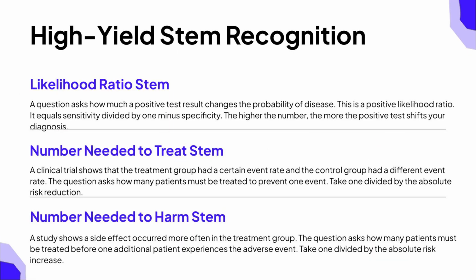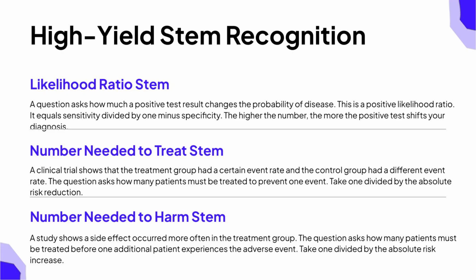Now let us go through high-yield STEM recognition. For likelihood ratio questions, the STEM will ask how much a test result changes the probability of disease. The positive likelihood ratio equals sensitivity divided by 1 minus specificity. The higher the positive likelihood ratio, the more a positive test shifts your probability toward the diagnosis.